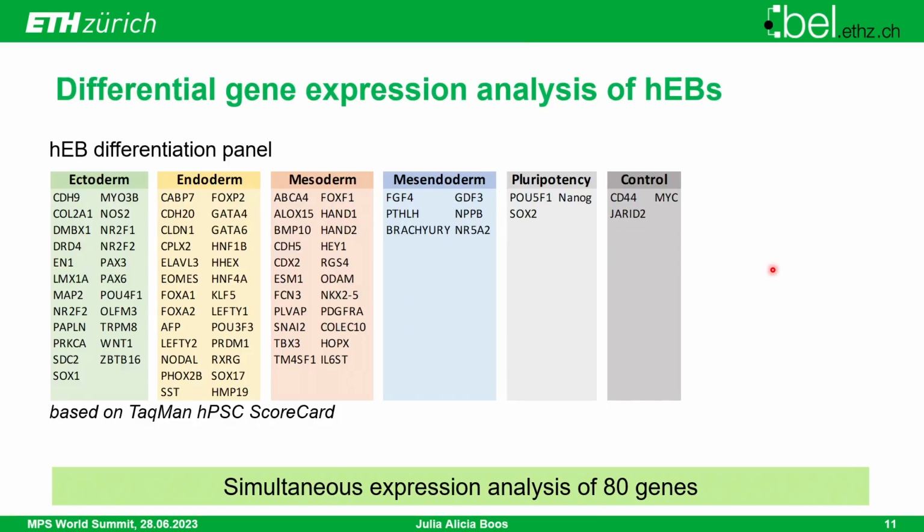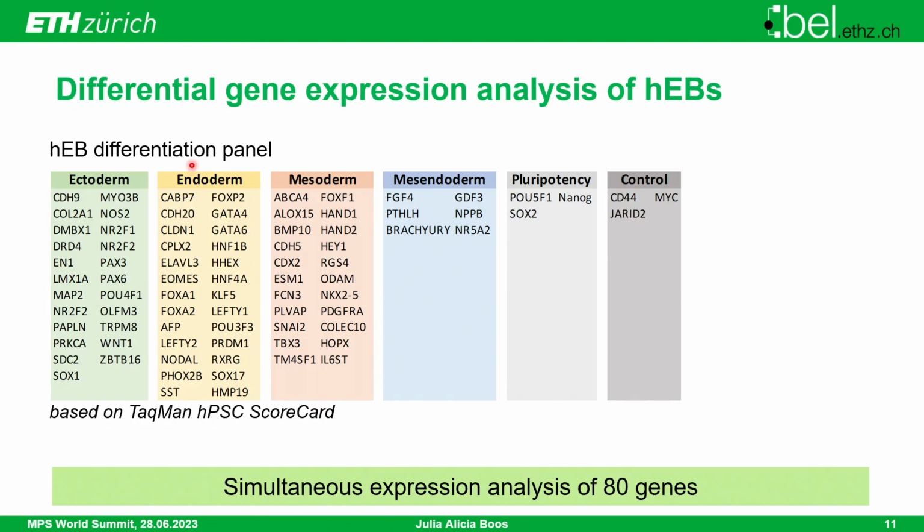Then we also established another readout, a qPCR-based readout, in which we looked at 80 different genes, so the gene expression within the HEBs. Again, classified by germ layer: ectoderm, endoderm, mesoderm, as well as some genes from the mesendoderm and pluripotency genes, to basically get a little bit more holistic picture of the differentiation potential of the EBs.